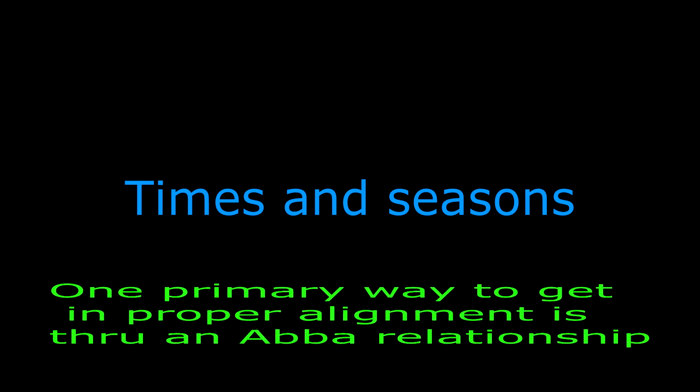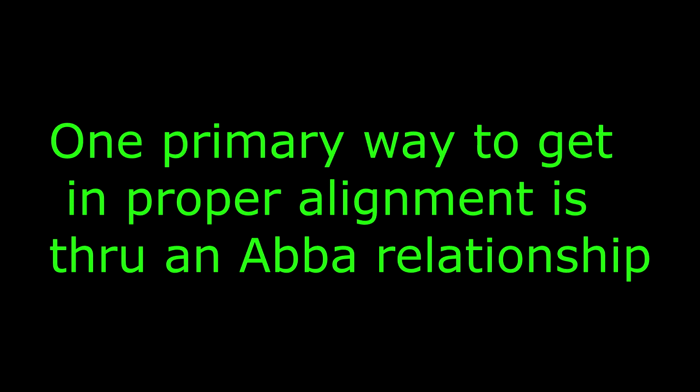But there's a lot of talk about times and seasons out there nowadays, and if you want to get in line with God's times and seasons, the word Abba has a numerical value of 4. So one primary way to get in proper alignment is through an Abba relationship, meaning a son or daughter relating to their heavenly daddy, their Abba.